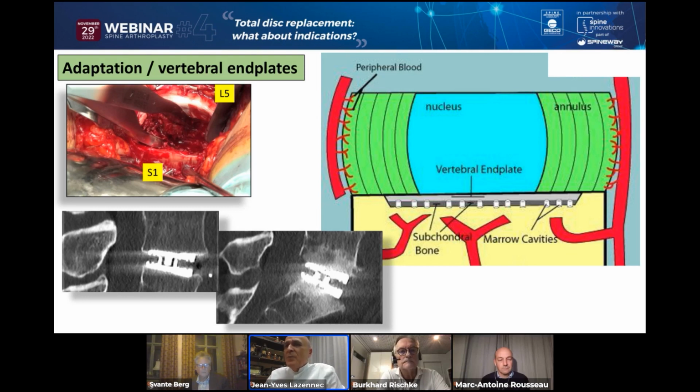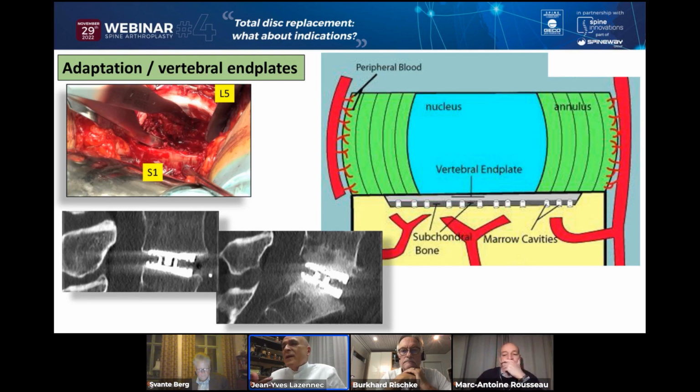When we speak about end plate, we must remember the microanatomy. We have the nucleus, we know the vertebral end plate, but inside of this vertebral end plate, you have subchondral bone, sometimes very dense, and as we need to have bone ingrowth and good bone adaptation, we must break this dense subchondral bone without weakening the end plate, of course. And you see there are marrow cavities.